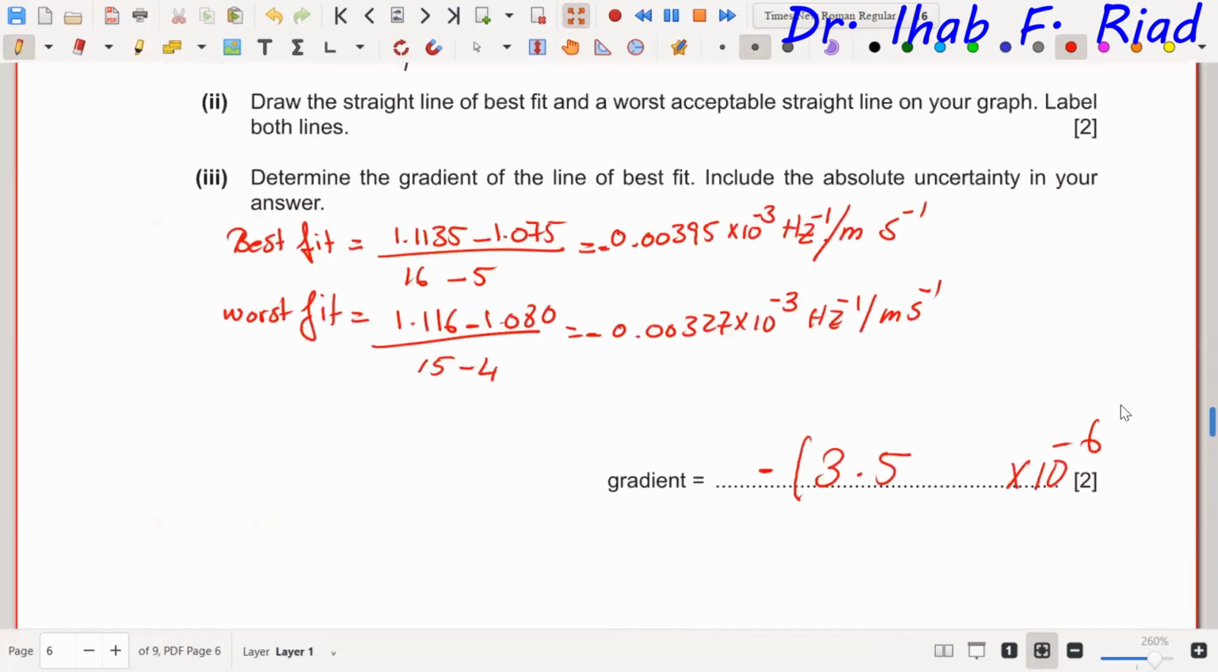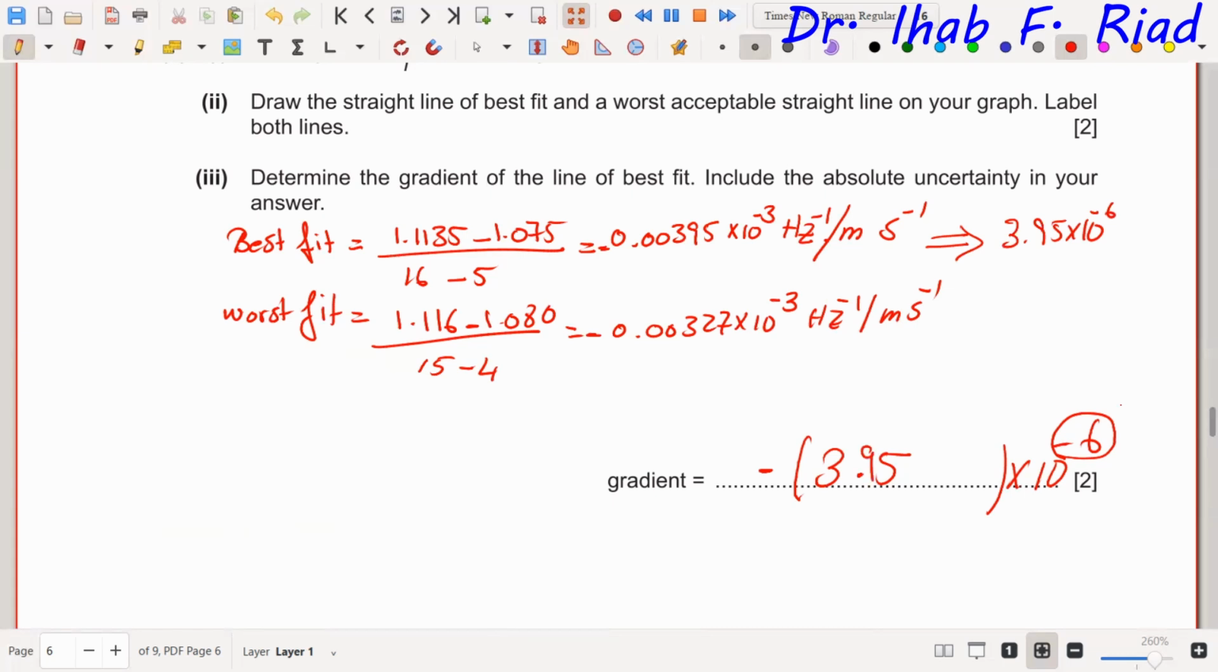Okay, Dean? Can you see the minus 6 over here? The minus 6. How did I write it? I rewrote this as, how did I rewrite it? 3.95 times 10 to the power minus 6. Minus 6, okay.